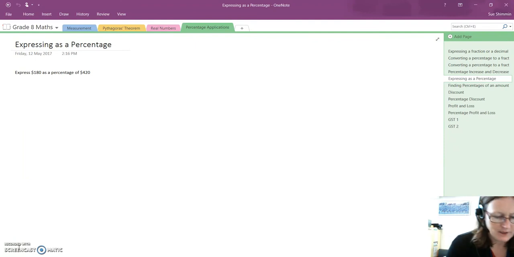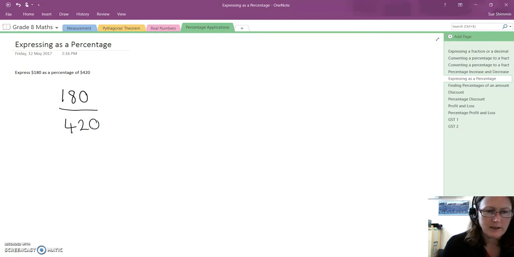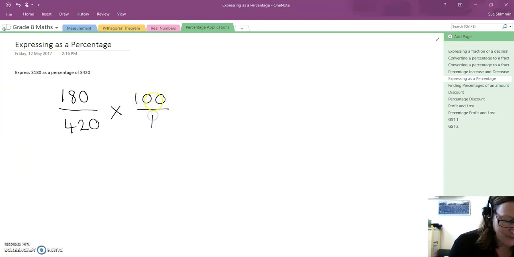So how we do this, let's put that's the amount your mum gave you, 180. Let's put the total amount on the bottom, 420. And then to change anything to a percentage, we times it by 100 over 1.